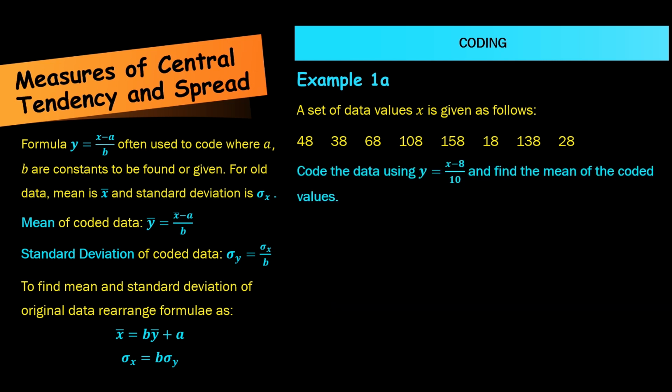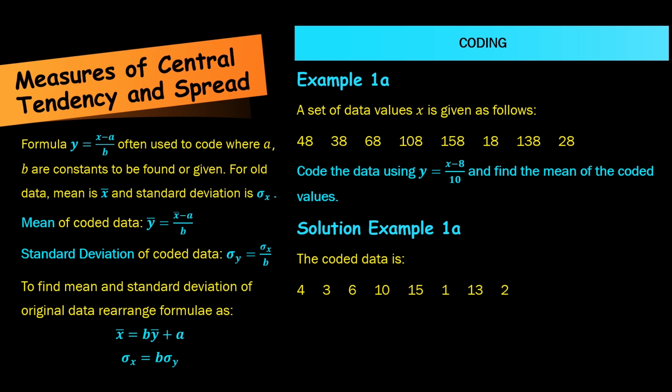So let's have a go at example 1a first. A set of data values x is given on your screen. Code the data using y equals x minus 8 over 10 and find the mean of the coded values. So let's solve this.